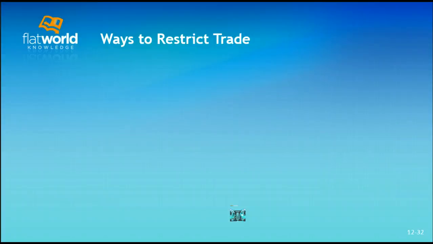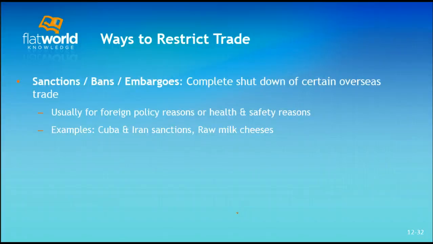Now, why else might the government want to restrict trade? I'm assuming the first thing that probably popped into your mind was something called a sanction or a ban or something called an embargo. Let's take, for example, Cuba. You've probably heard that you can't go to Cuba directly from the United States, that the United States will not trade with Cuba, and that's in part because the United States is attempting to use an economic policy to achieve a political end. Same thing with Iran.